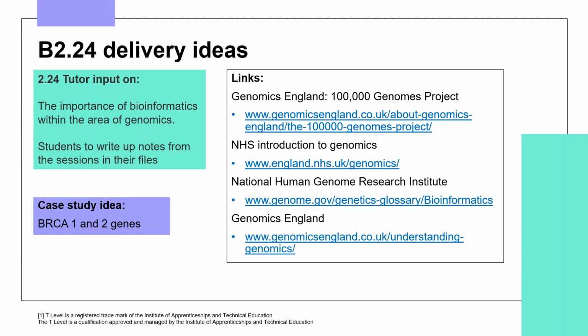And in terms of a case study idea as well, you could get students to research the BRCA1 and 2 gene and their links to the development of breast cancer. Through genome mapping and through the fast analysis using bioinformatics software, a woman can have their genome sequenced and the BRCA1 and 2 gene can be identified and can be used to model prediction in terms of how likely it is they are to develop breast cancer.